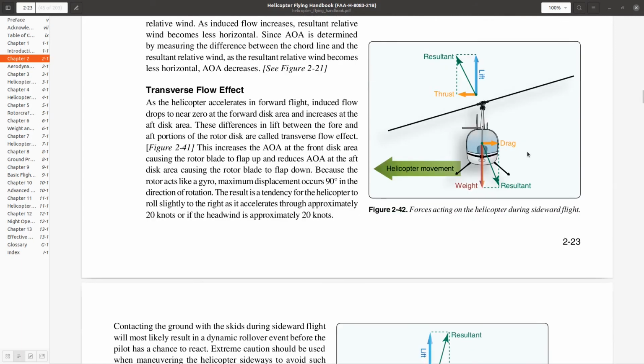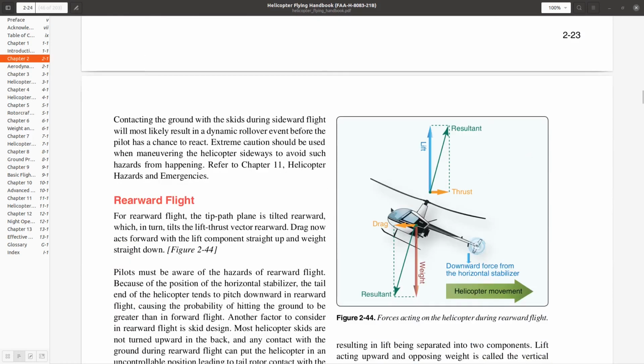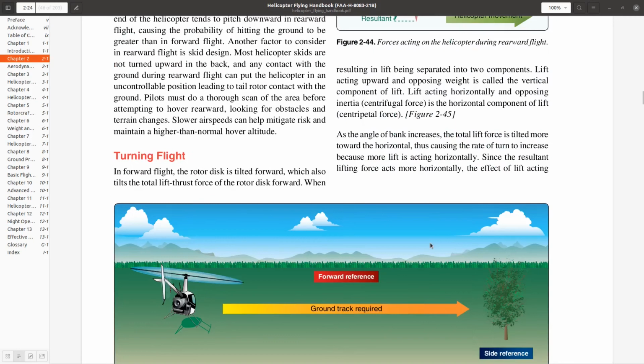And there's basically no limit to which way you can go in a helicopter. I'm not going to spend a lot of time talking about sideways flight and rearward flight. You can go through that in the book. Turning flight, pretty much the same as for an airplane.